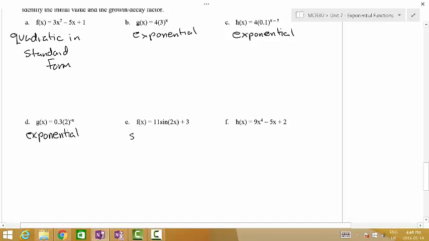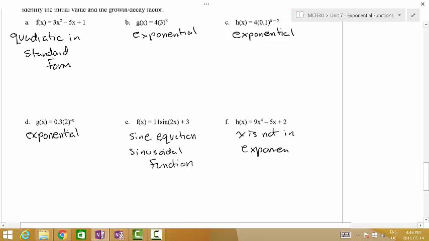E is a sine equation or sinusoidal function. So not exponential. And again, F, x is not in the exponent, so it is not exponential.